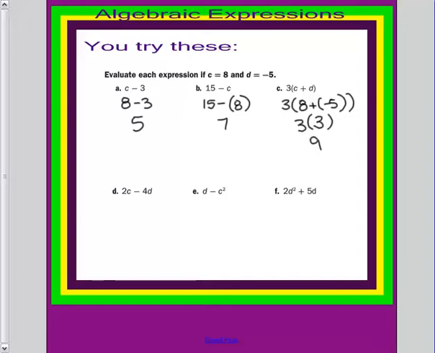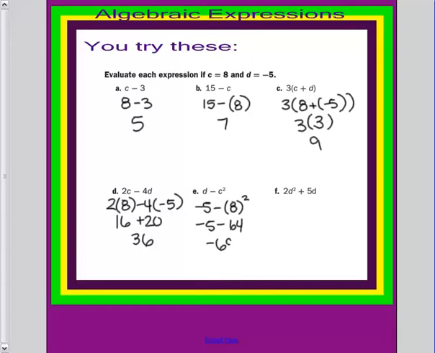For D, we have to plug in both C as 8 and negative 5 for D. So we get 16, and this is a negative times a negative, so it's a positive 20. So we get 36. For this one, we're going to plug in a negative 5 for D minus 8 squared. So what we have here is a negative 5, and 8 squared gives us a total of a negative 64, and a negative with another negative is more negatives, so negative 69.